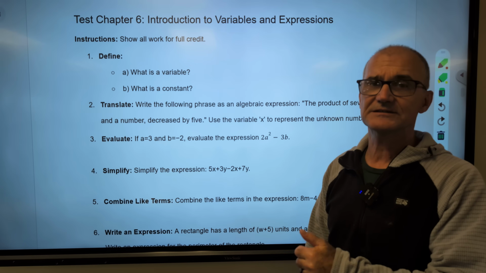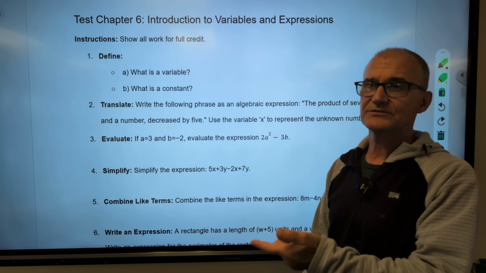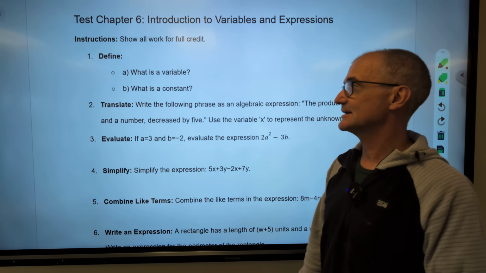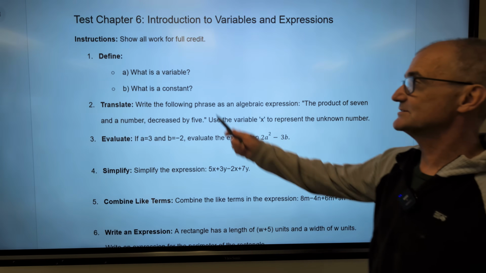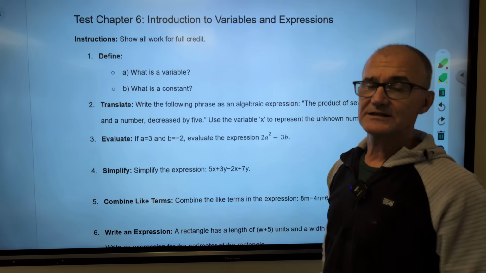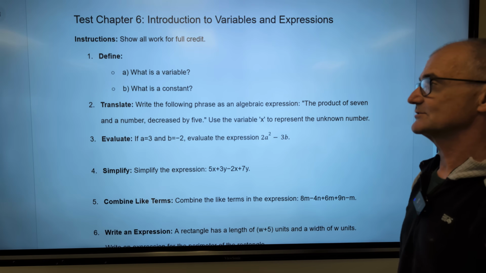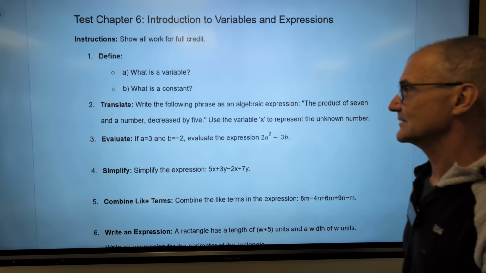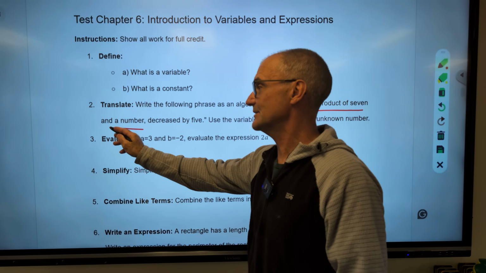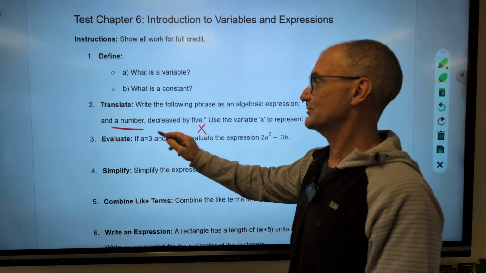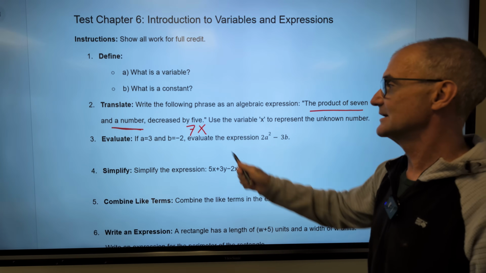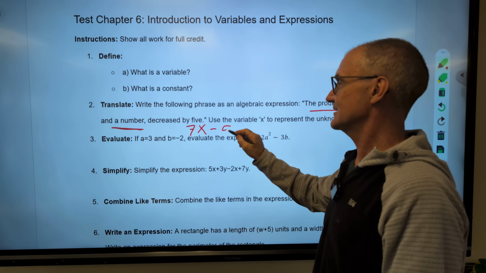Product is multiplication. Divided by, you'll see for division. The sum is addition. The difference is subtraction. Okay, let's do a few of these. What's a variable? It is an unknown in a mathematical expression or equation that's usually represented by some sort of letter. A constant is a number. Write the following phrase: the product of 7 and a number, I don't know what that is, so I call it x. The product is multiplication. So the product of 7 and a number decreased by 5.